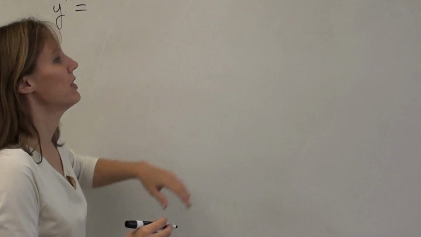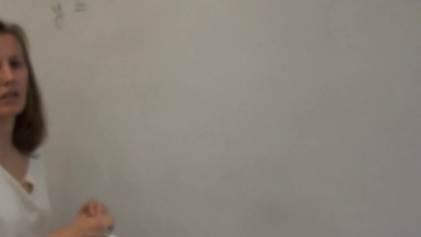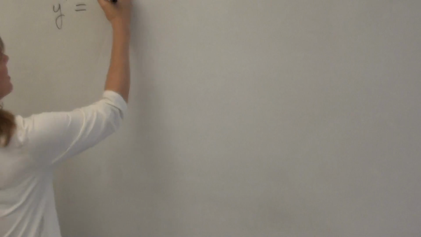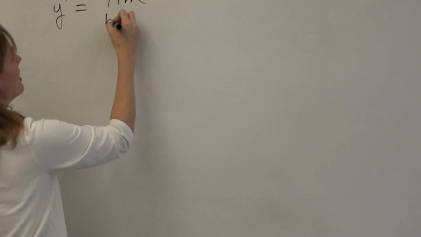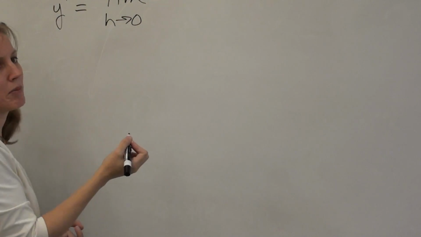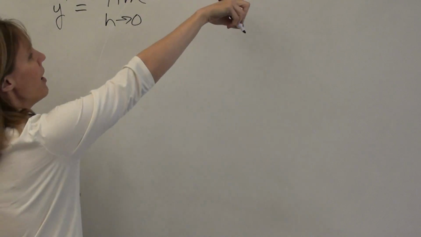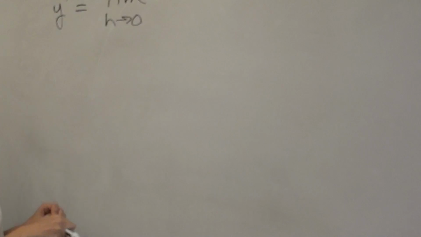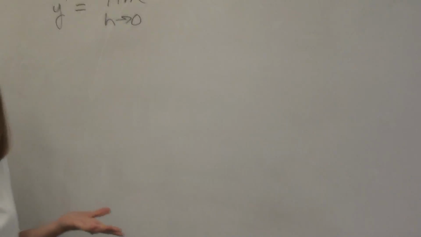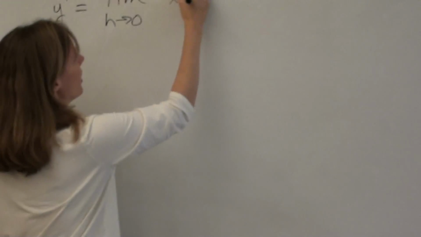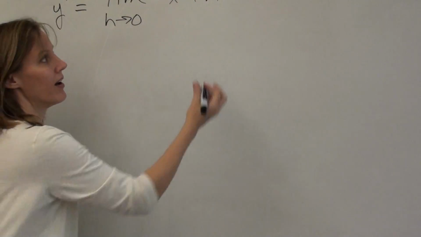I didn't call it f of x, is that okay? Can we still do it? Yeah, it's the same kind of thing. So the limit as h approaches 0, don't forget your limit. How would I do f of x plus h for x squared? Would that be x squared plus h? No. It's x plus h in parentheses, squared.